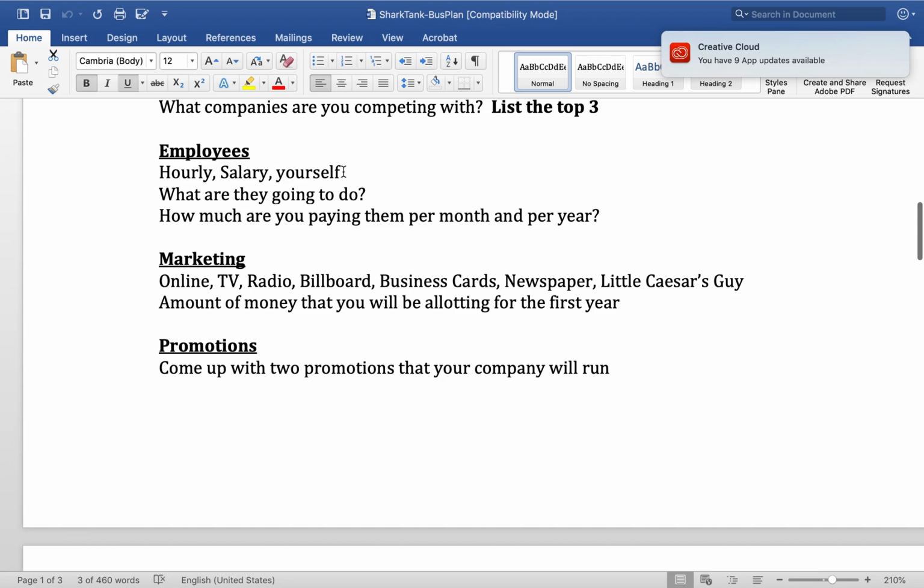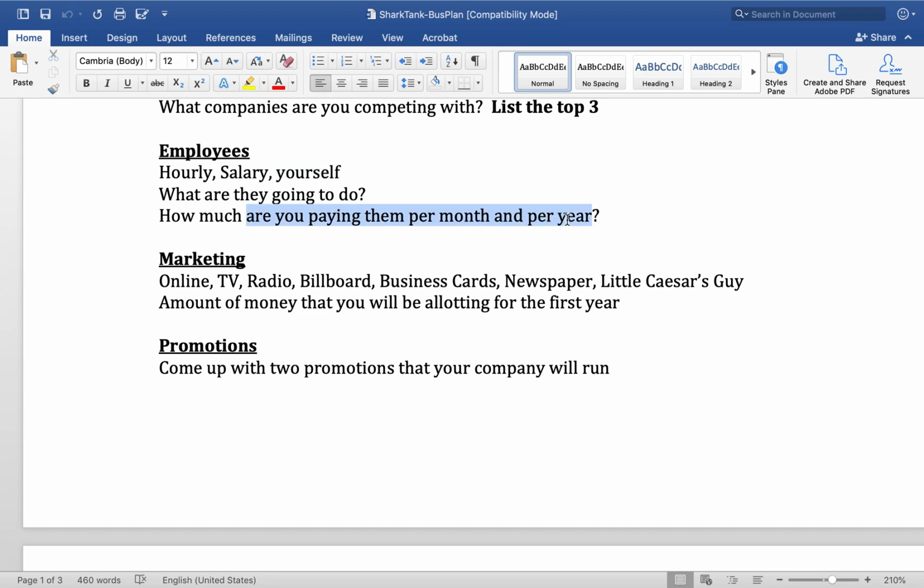Next, our employees. This is who we are going to need in order to run our business. That might just mean you are the only employee. That might mean it's you and an hourly worker. That might mean it is you and another salaried worker. All right? What are their job titles? What are their job responsibilities? What is your job title? What is your responsibility? How much are you going to be paying them per month and per year?